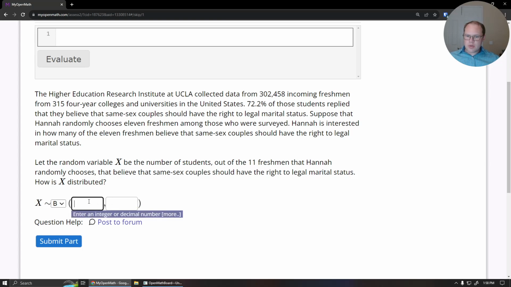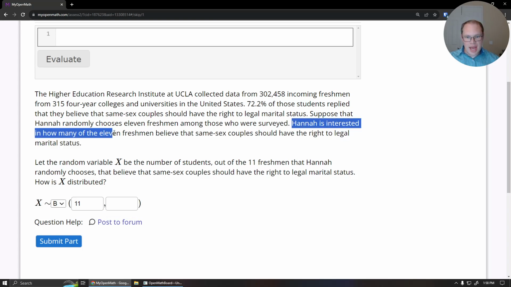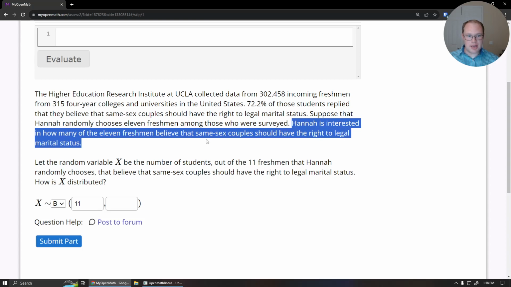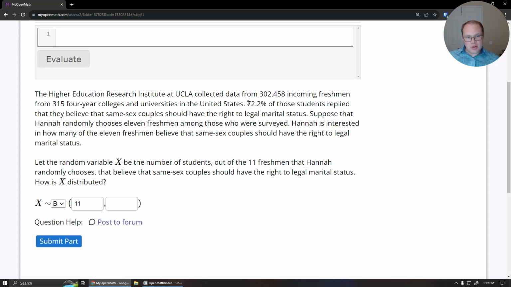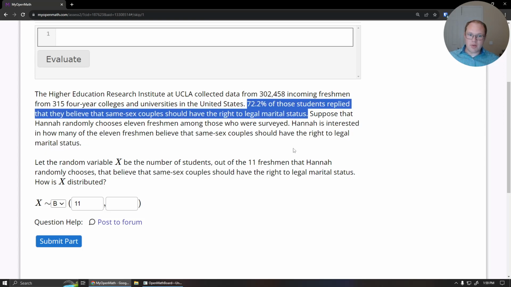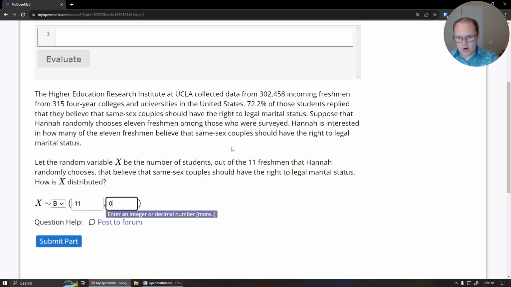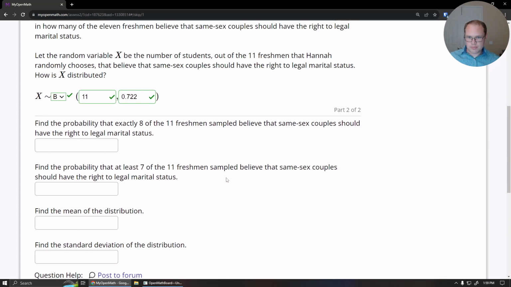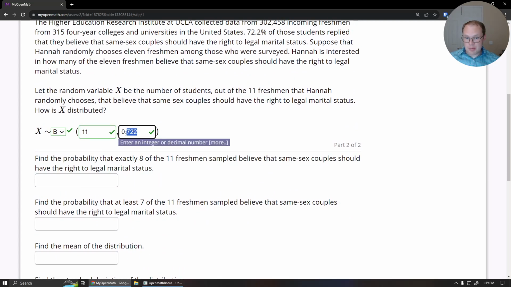Now what about these values? This first value is the number of trials. There are 11 freshmen, there are 11 trials. And then this is the probability of success. In this case, Hannah is interested in how many of the 11 freshmen believe that same-sex couples should have the right to legal marital status. So a success is that the student believes that same-sex couples should have the right to legal marital status. And according to the problem, 72.2% of all students believe that they should. Okay? So 0.722, converting that percentage to a decimal. Okay? So this would be my n, and this is my p.